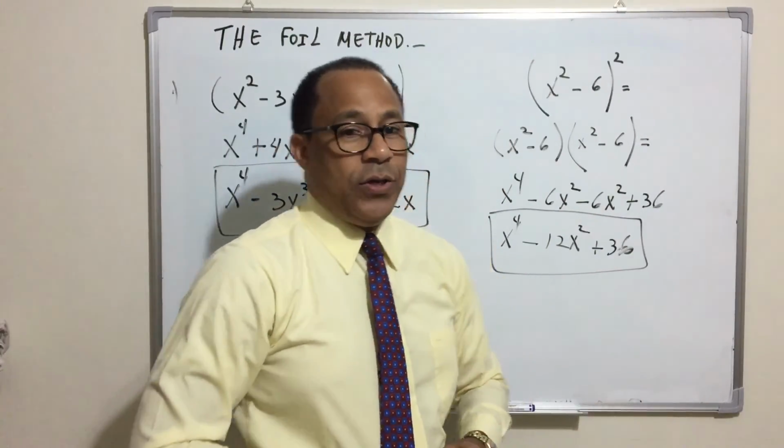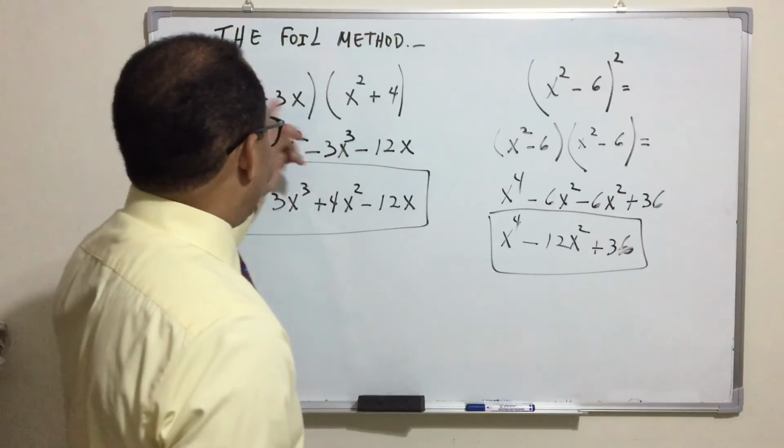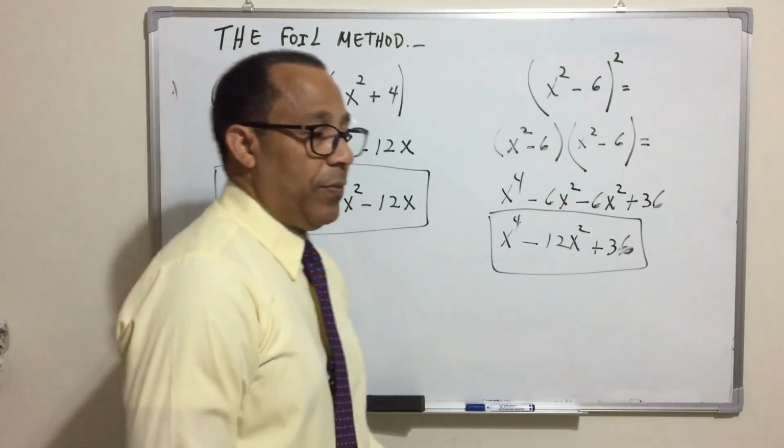And this is the way you multiply binomials with exponents by using the FOIL method.